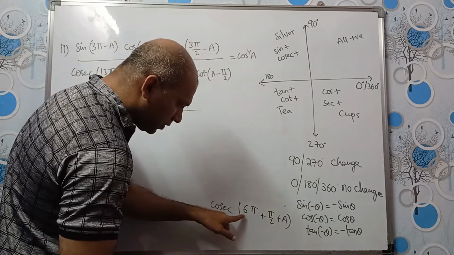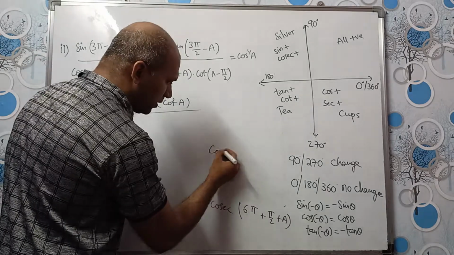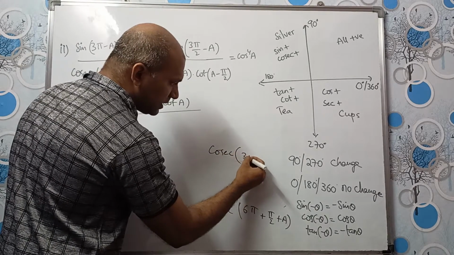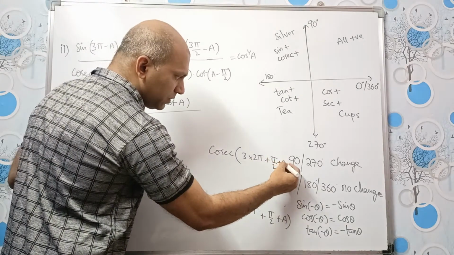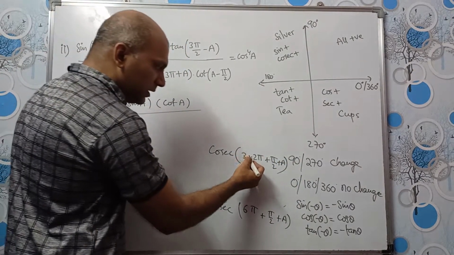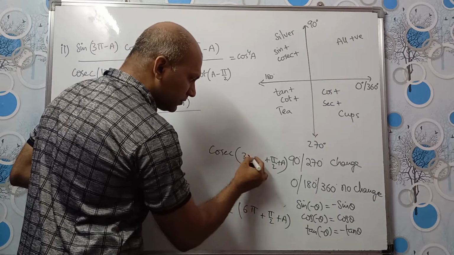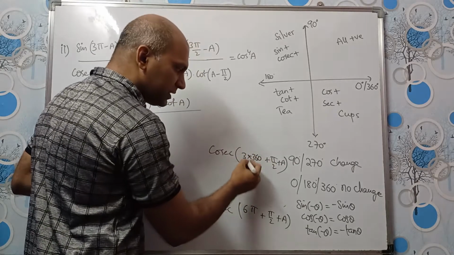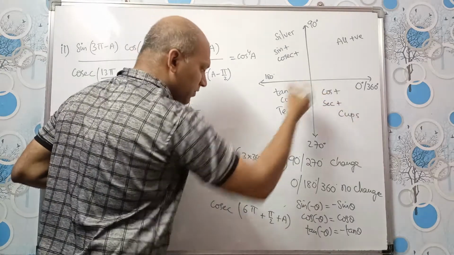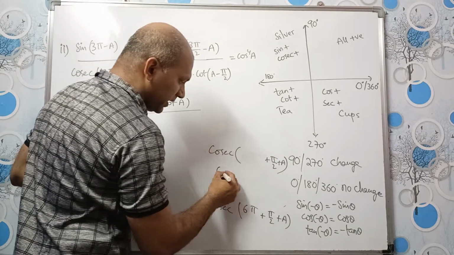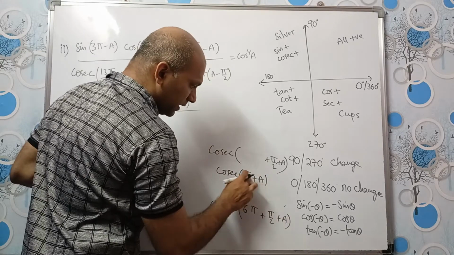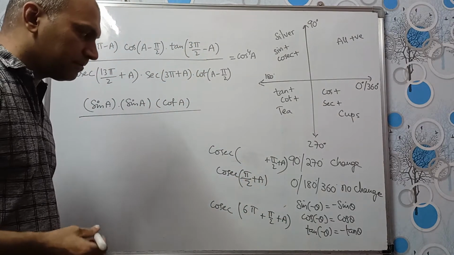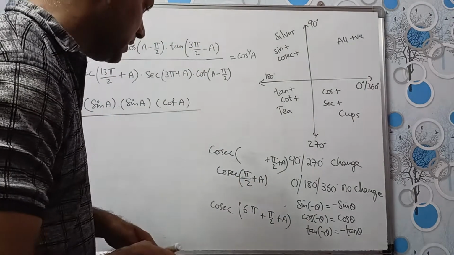Now see, cosecant 13 pi by 2 plus a. Let us write 6 pi as 3 into 2 pi, plus pi by 2 plus a will come here, right? This is a multiple of 360, right? 3 into 360. So 3 times 360 will be 0. So we can omit this. So finally we have cosecant pi by 2 plus a.